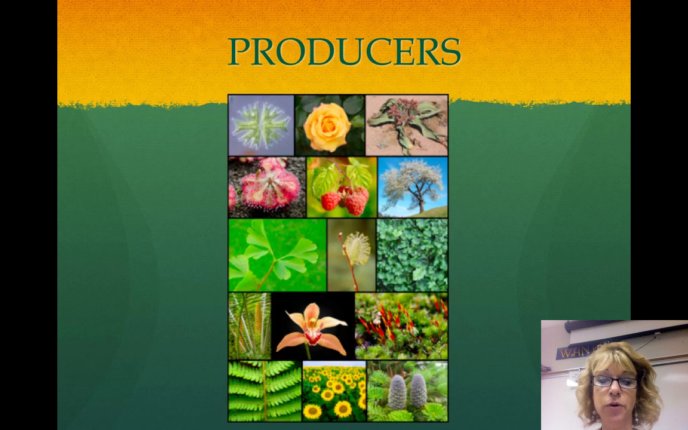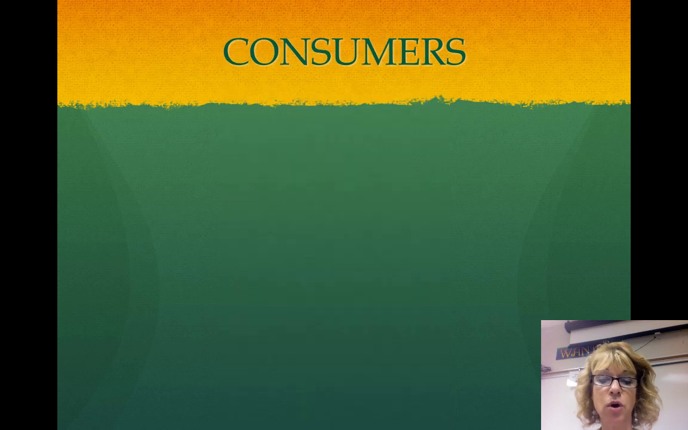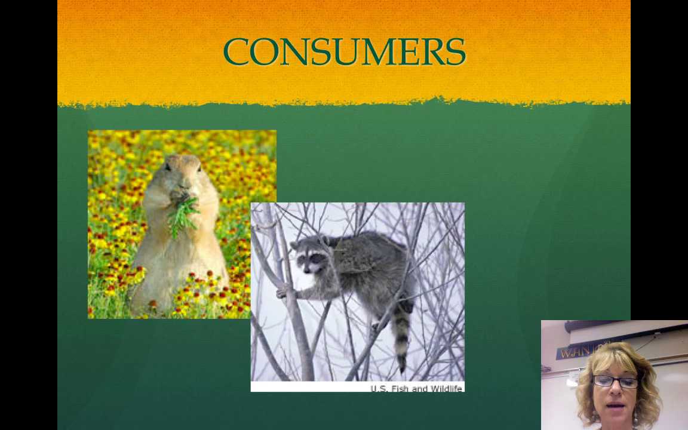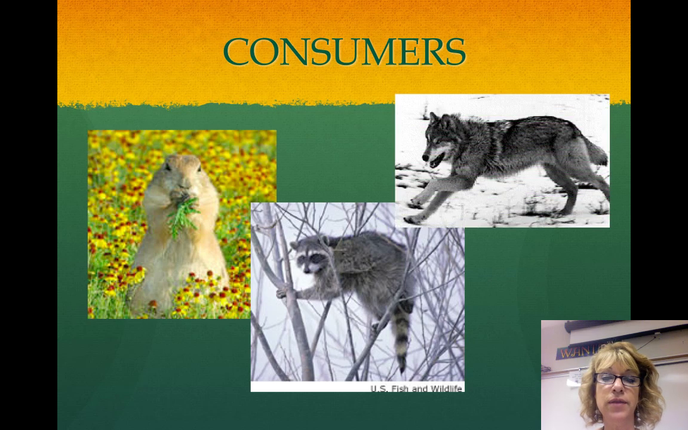Organisms that make their own food are called producers or autotrophs. These are primarily plants, algae, and some bacteria. Organisms that feed on others are called consumers or heterotrophs. These include herbivores, which eat plants or algae, omnivores that eat plants and animals, and carnivores that eat animals. Which one are you?